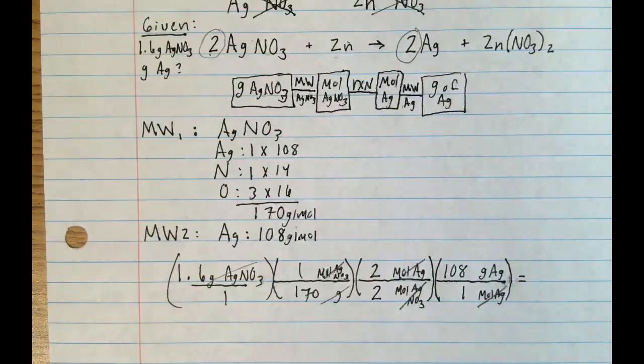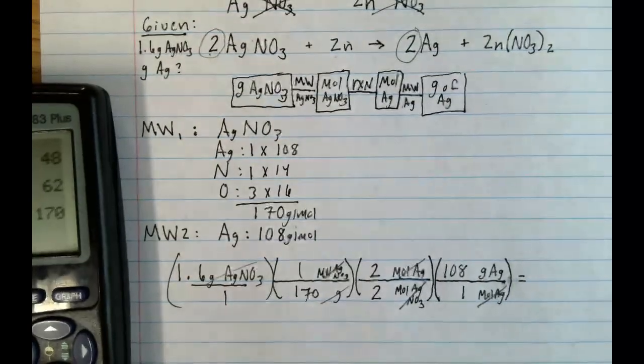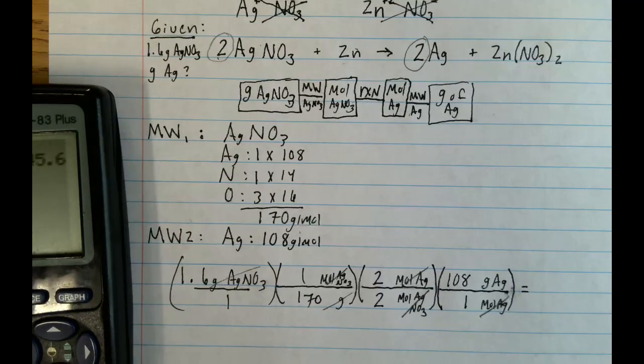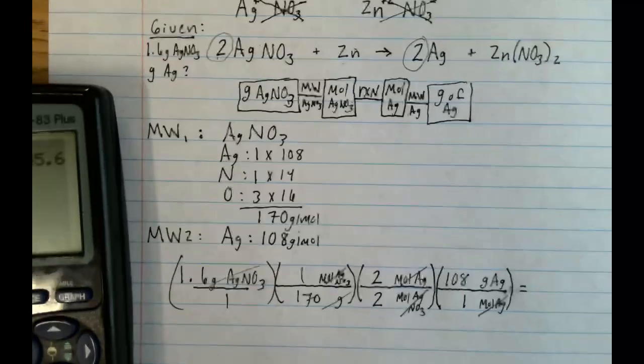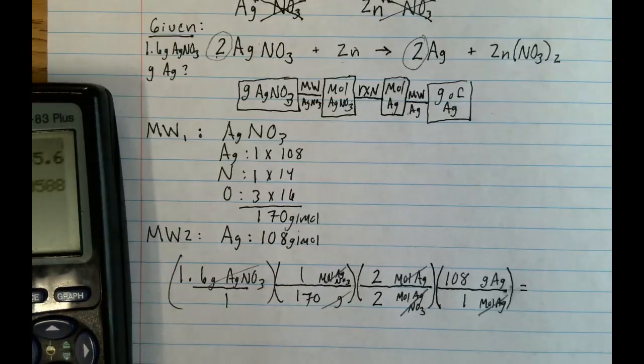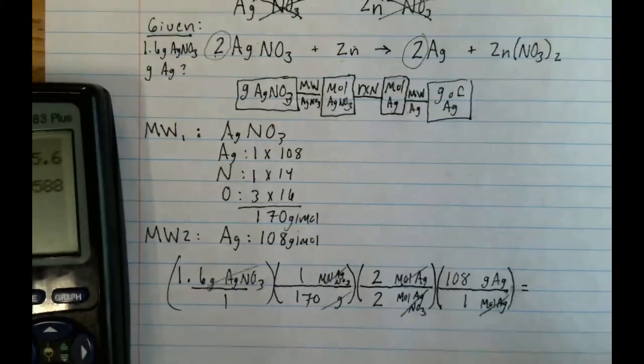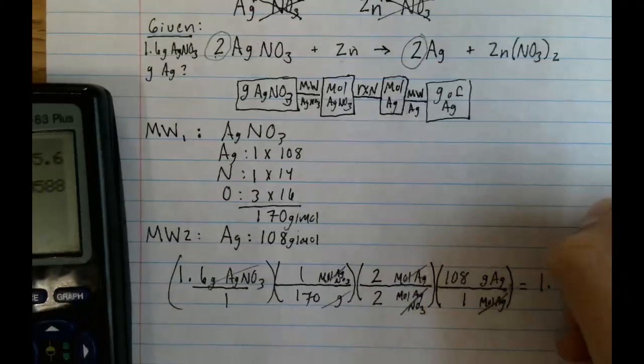So now we just need to punch this into your calculator. So the way you're going to punch this into your calculator is 1.6 times 2 times 108 divided by parenthesis 170 times 2. And with 2 sig figs, I got 1.0 grams.